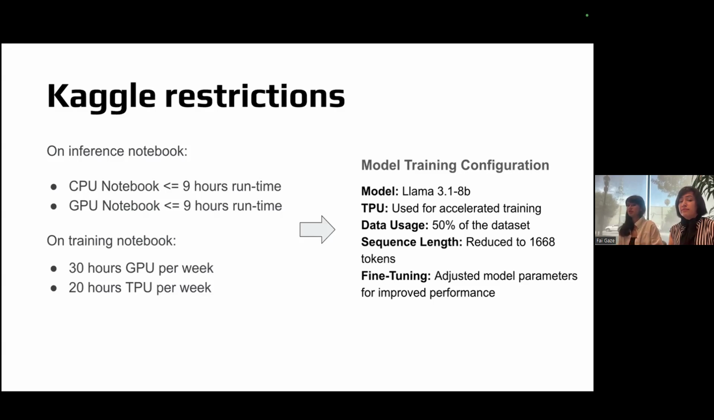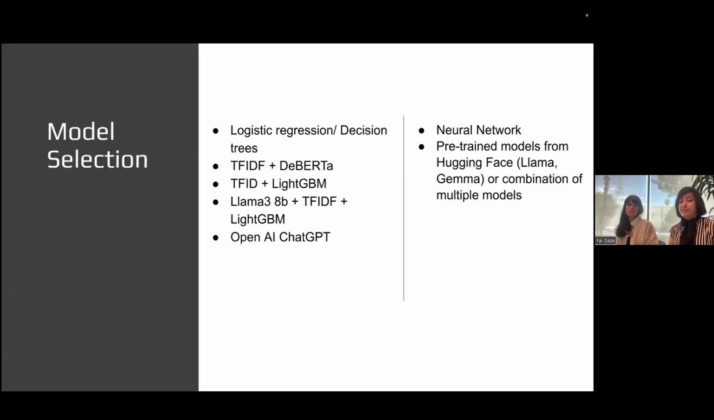Also, for the data usage, we had to use only 50% of the data at once. So we actually trained on the whole dataset, but during the training, it was first 50% and then the second 50% of the dataset. And also to tell about the sequence lengths: we started with 1024, went up to 2048, but we had to reduce to 1668 to be able to run that.